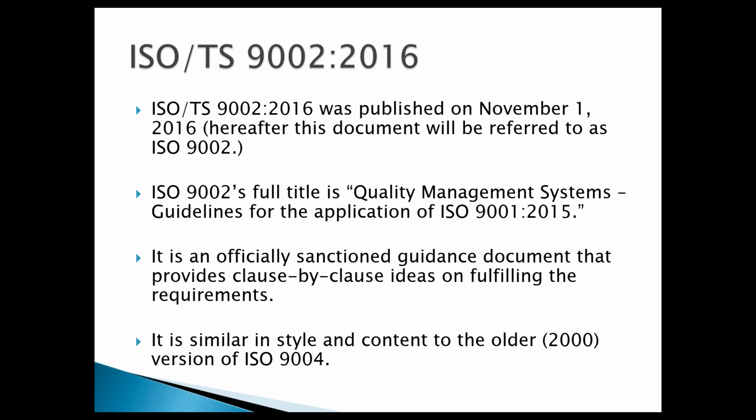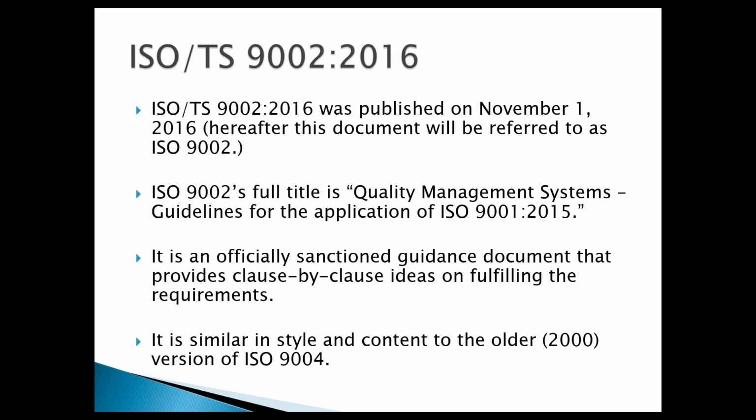That explanatory standard is called TS 9002. Now, TS stands for Technical Specification. This item was published a little over a year after ISO 9001-2015. We'll be referring to this document here and there in our presentation today simply as ISO 9002. Now, ISO 9002's full title is Quality Management Systems, Guidelines for the Application of ISO 9001-2015. It is an officially sanctioned guidance document, and it provides clause-by-clause ideas on fulfilling all of the various requirements from ISO 9001. It actually follows the same numbering scheme and clausal structure so that you can do some comparison, kind of point for point, on what ISO 9001 tells you, which is, of course, enforceable in the context of an audit, and then what 9002 is telling you.